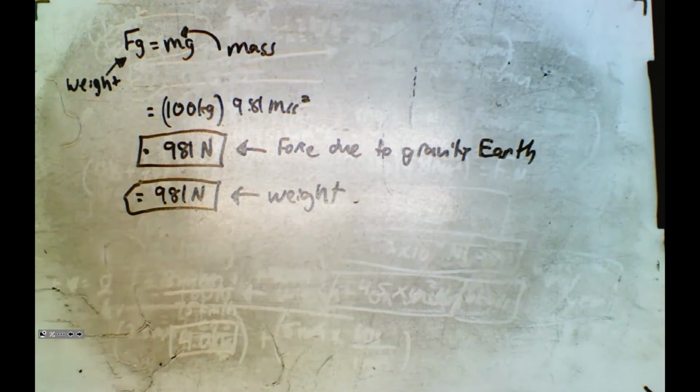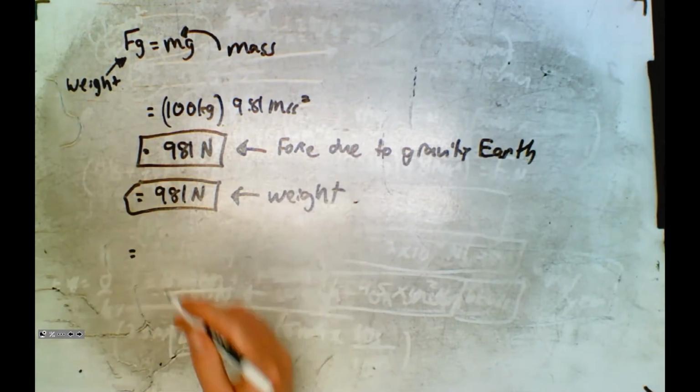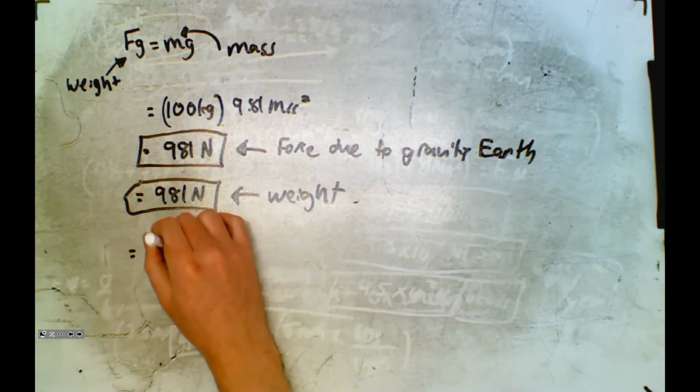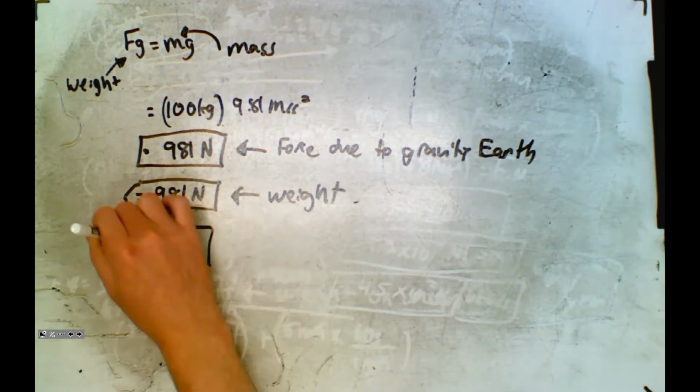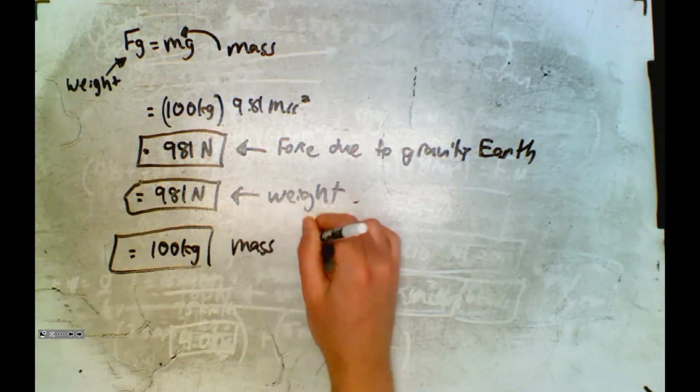Mass of the object on the moon. Well, mass is the amount of matter in the object. So if you're 100 kilograms on the Earth, well, you're going to be 100 kilograms on the moon. So this is your mass everywhere.